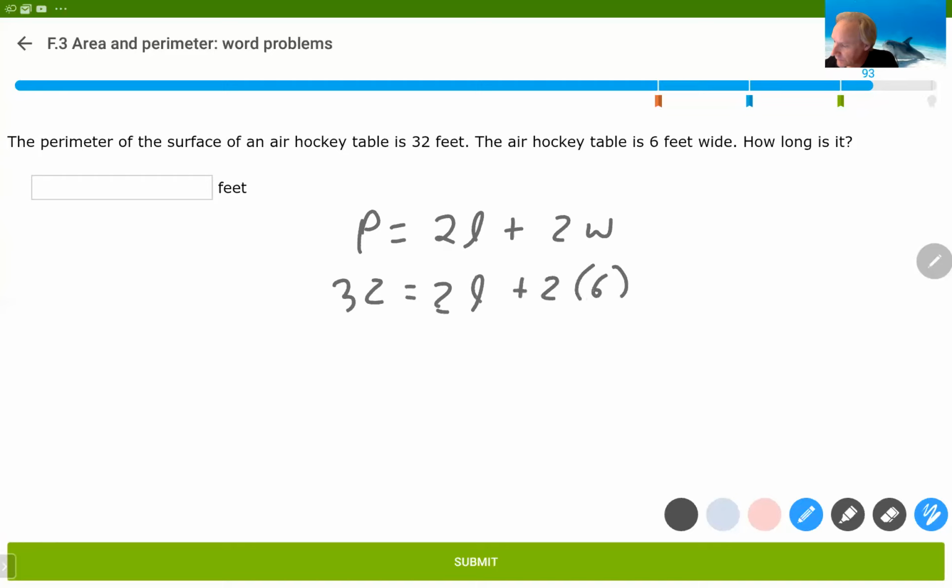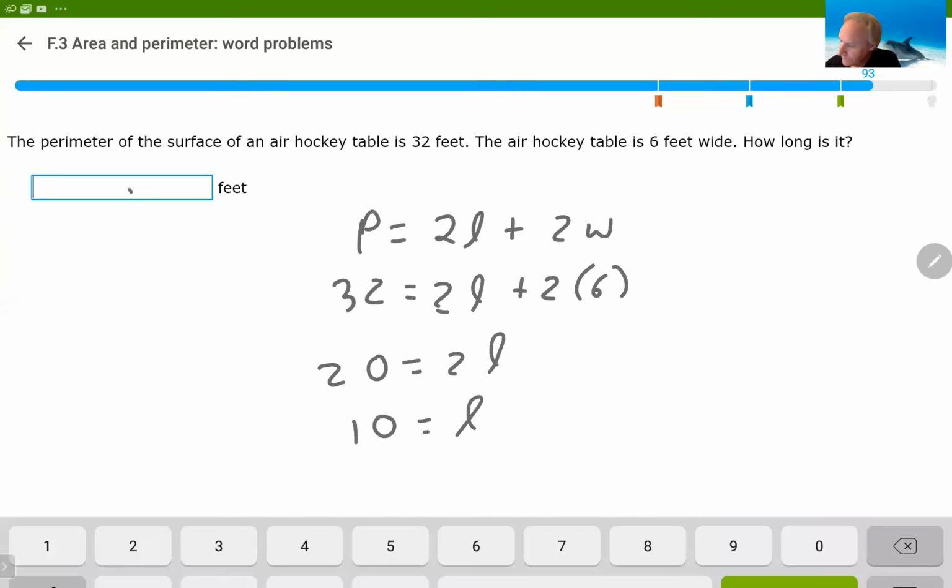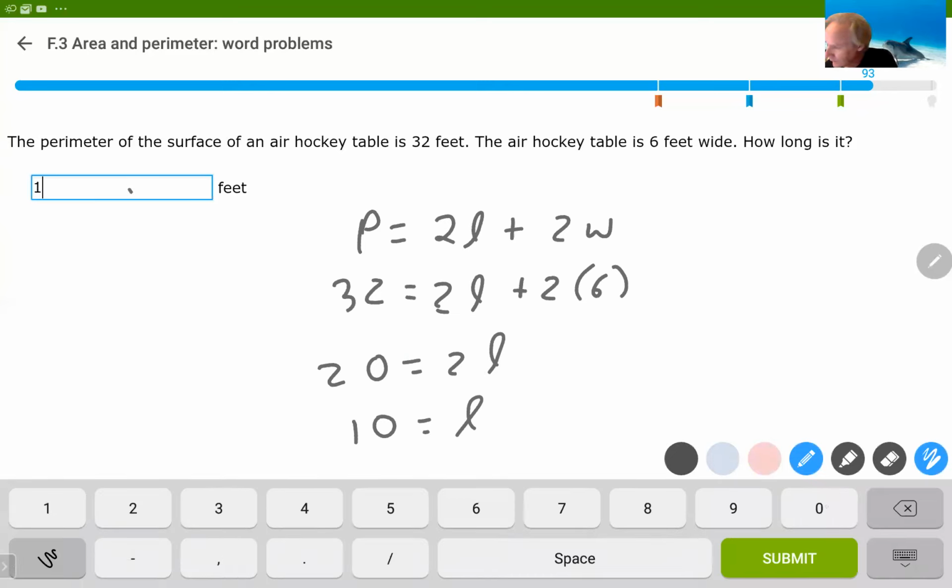We have to subtract the 12, which gives us 20. So the length is equal to 10. So the length is 10 feet. And 10 by 6. Yep.